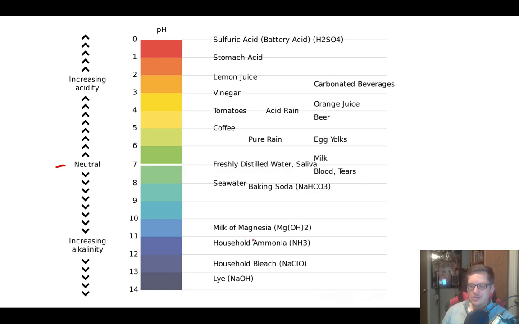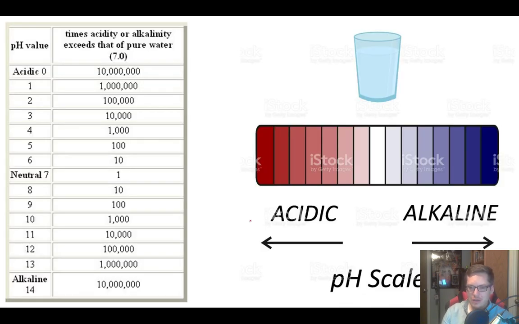And then on the other side, these are some other things we've looked at. Household bleach is basic, at about 12.5. Ammonia is 11 and change, milk of magnesia 10 and change, and so on. These are some common pH values. This is kind of an important little table here, so remember our pH values: neutral in the middle, going one way is acidic, going the other way is basic, and we've got our times acidity or alkalinity.